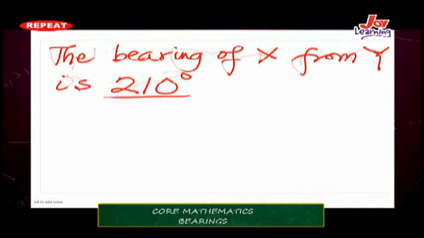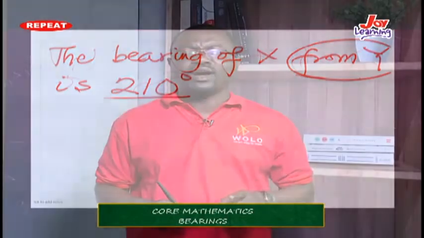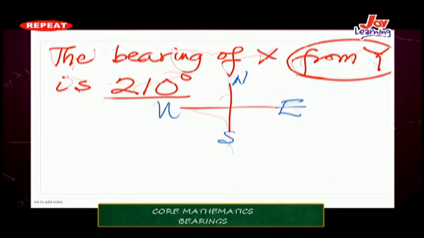I want to measure this bearing, but from where? From Y. Here we don't follow alphabetical order. Don't say alphabetically X comes before Y, so you are starting from X. No. If the question is not starting from X, you can't start from X. This is from Y. So from Y, this is what you do. You draw this. This cross means the cardinal points of the point Y. The cardinal points. North, south, east, and west. Of what point? Of the point Y.